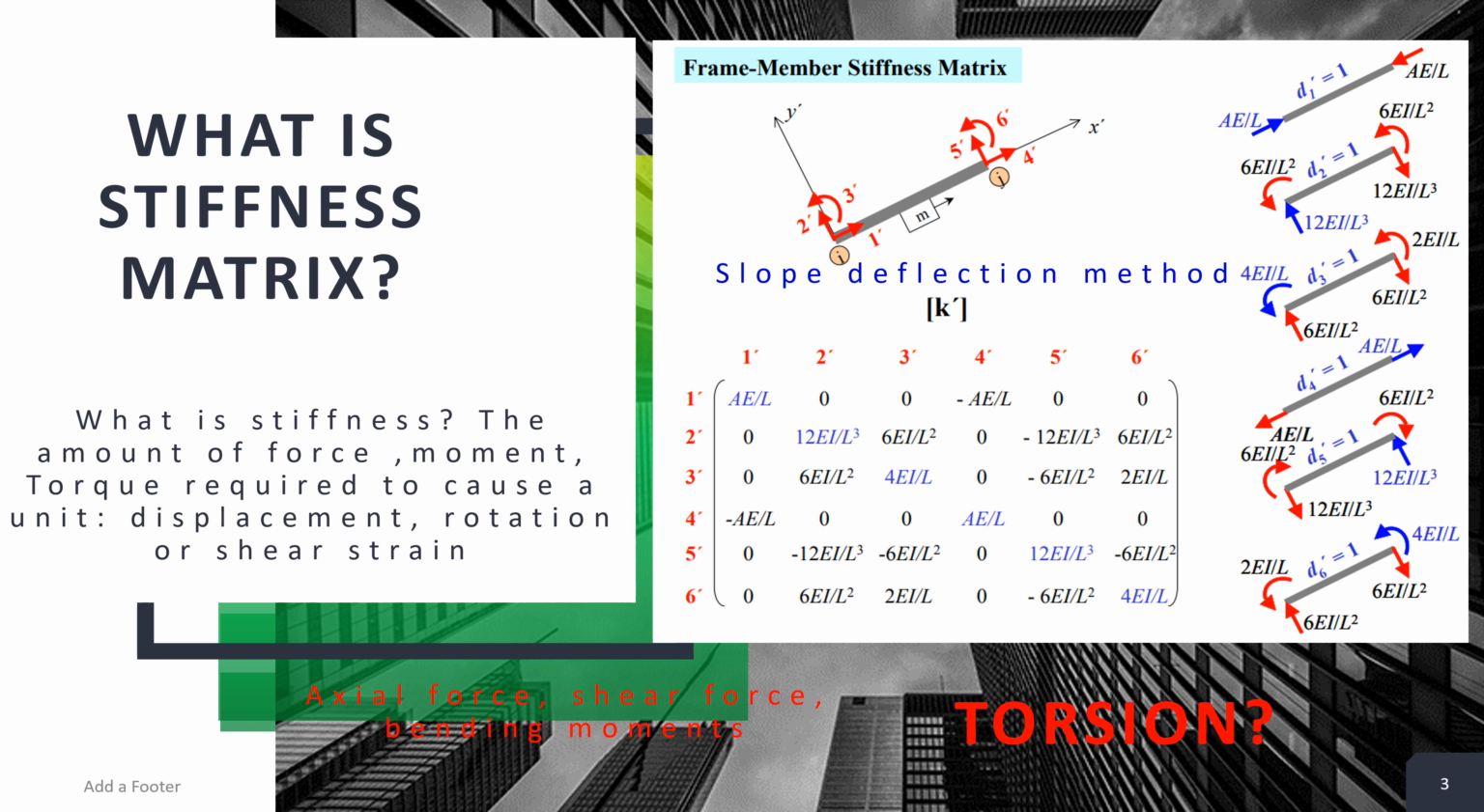So, what is stiffness? Stiffness is the amount of force or moment or torque required to cause a unit displacement, rotation, or shear. So, for example, if you have a structure like this, a structure like this is your structure.